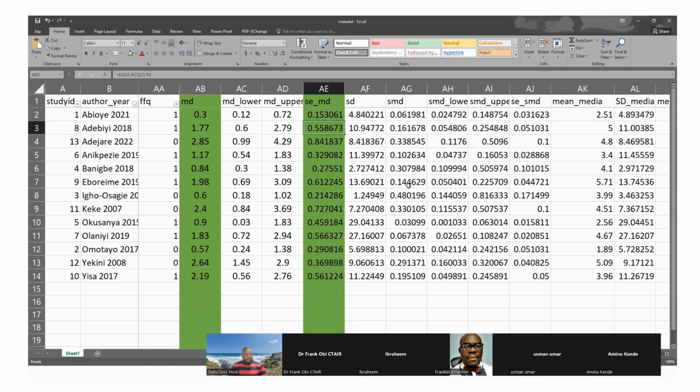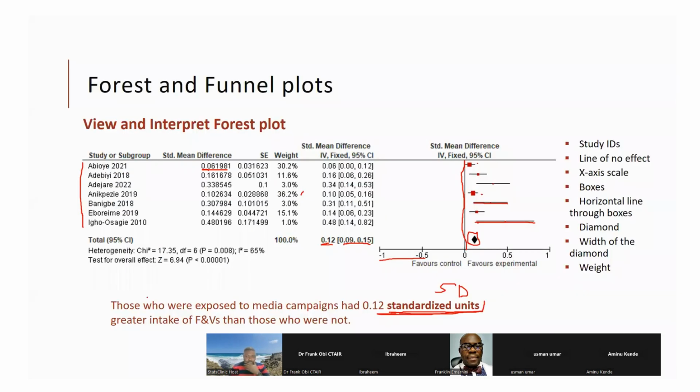Back to the interpretation of the result. Okay. I think this is not friendly for public health passing information. I mean, 0.12 standardized unit data intake. So yeah, you're absolutely right.